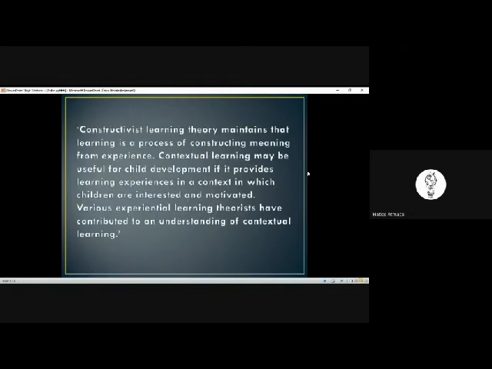And the last one, constructivist learning theory maintains that learning is a process of constructing meaning from experience. Contextual learning may be useful for child development if it provides learning experiences in a context in which children are interested and motivated. Various experiential learning theories have contributed to an understanding of contextual learning.